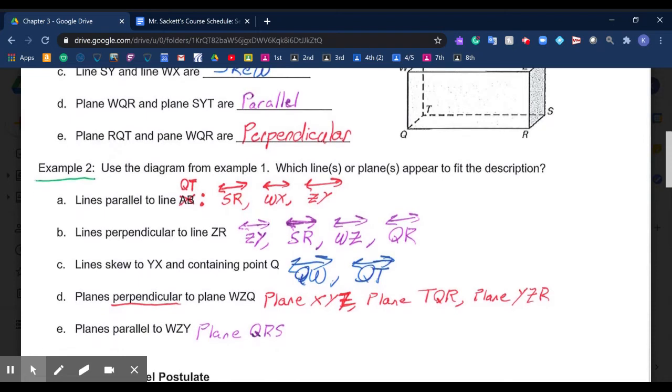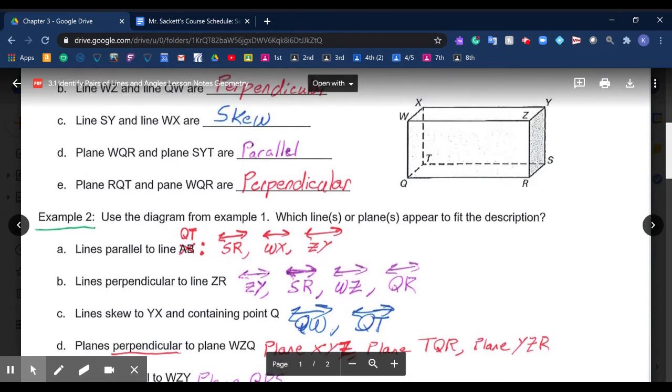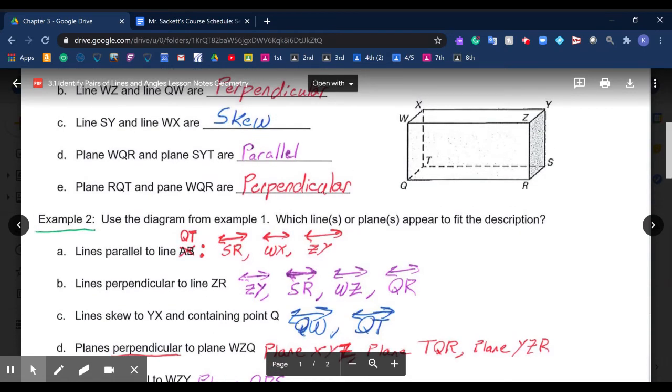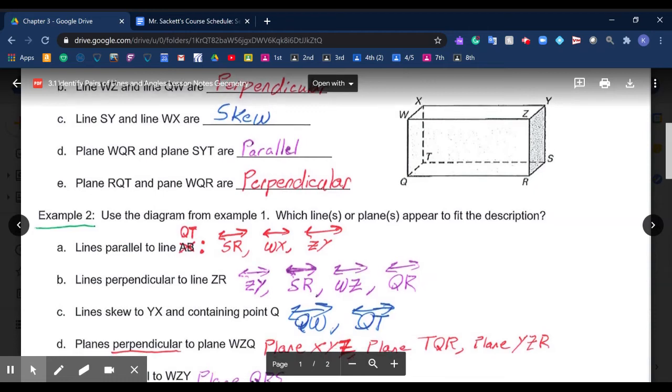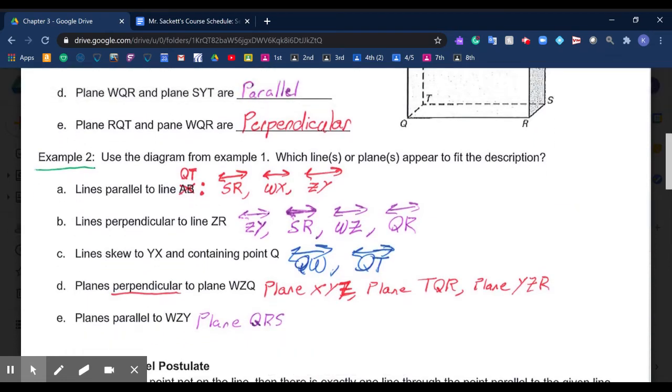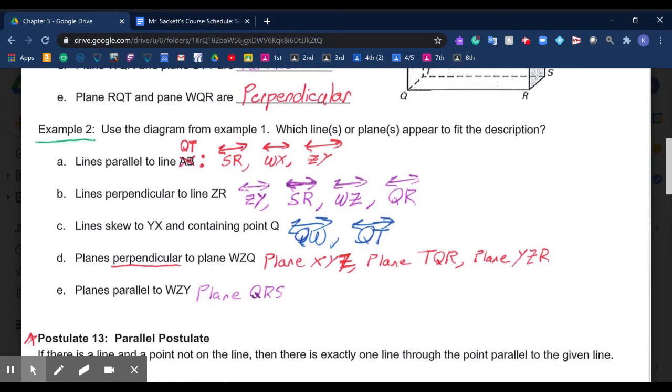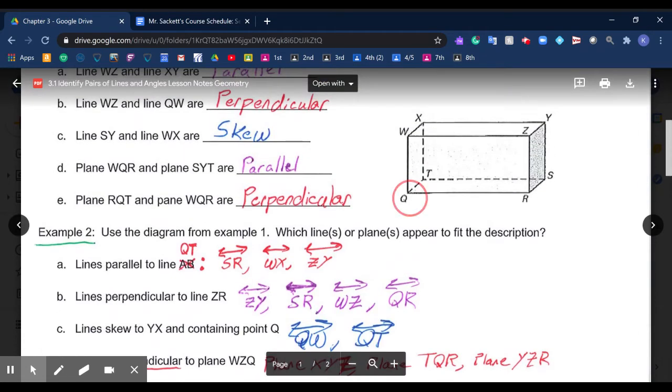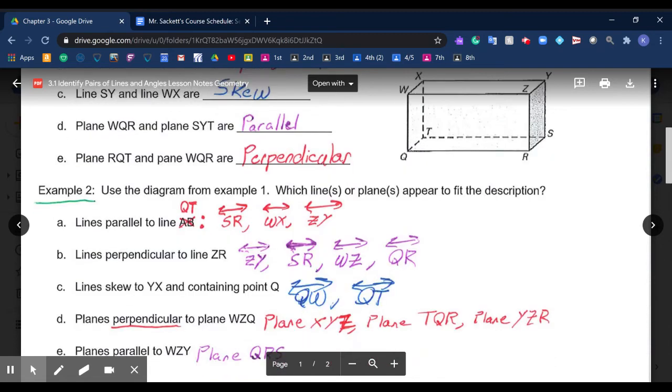Then we move to part D. D says planes perpendicular to plane WZQ. So plane XYZ, plane TQR, and plane YZR are all perpendicular to WZQ, or the front. So they all intersect that front at 90 degrees. And then part E, planes parallel to WZY. We only have one of those, which would be plane QRS. So QRS, the bottom, would be parallel to WZY, the plane on top.